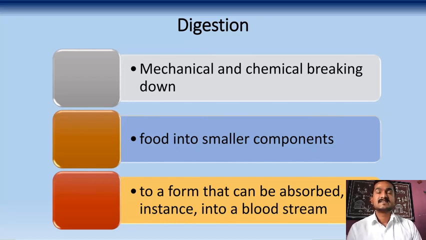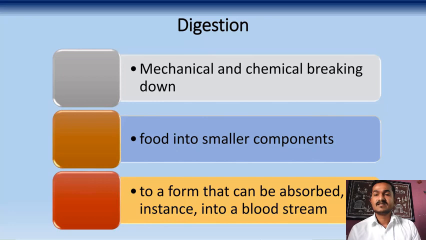Understand? Likewise, suppose there is polysaccharide, and these polysaccharides are converted into monosaccharides. That is chemical digestion. Then next, into a form that can be absorbed instantly into the bloodstream. It means converting complex food material into simpler ones, which are easy to absorb, where absorption happens at the intestine. This whole mechanism, this whole phenomenon, is commonly referred to as digestion.